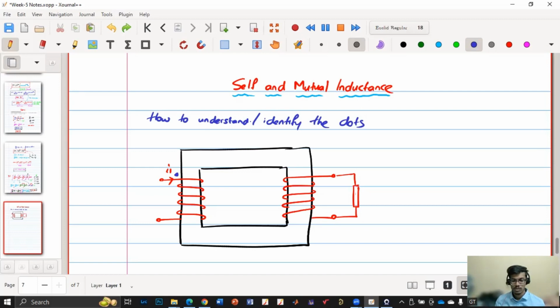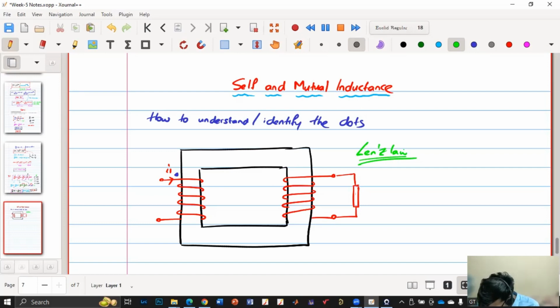Mutual inductance might be opposition to the generated EMF. Yes, you are right. So from Lenz's law, we know that the polarity of the induced voltage will be in such a way that it will oppose the cause. So the polarity should be in such a way that it should oppose the cause.